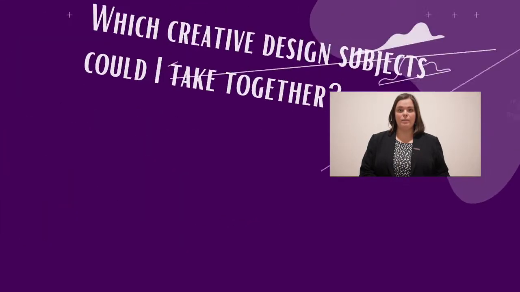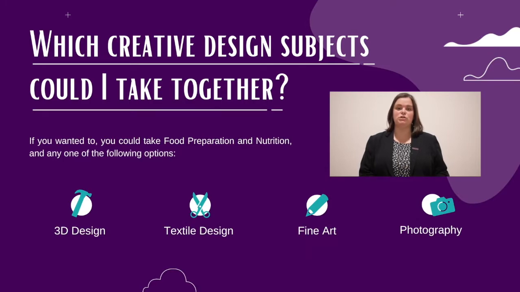You can, however, pick food technology or food preparation and nutrition in combination with any of these subjects. So you could do food preparation, nutrition and textiles, for example, as your GCSE options.